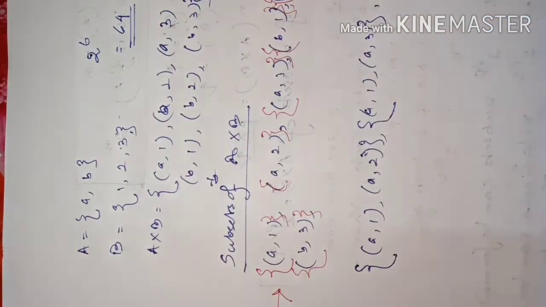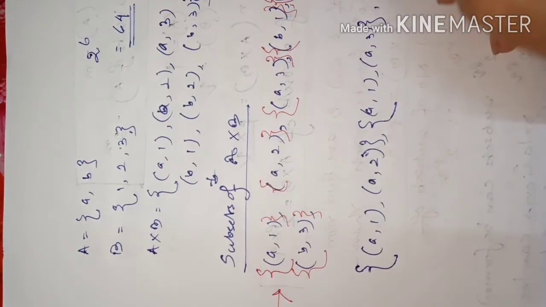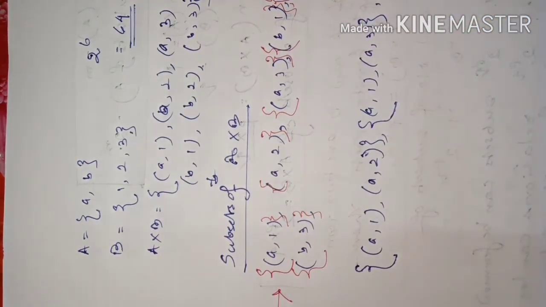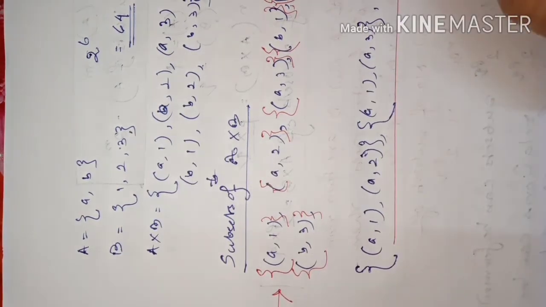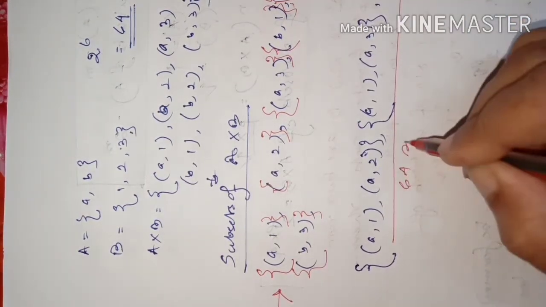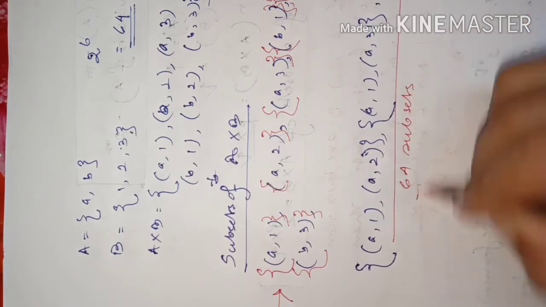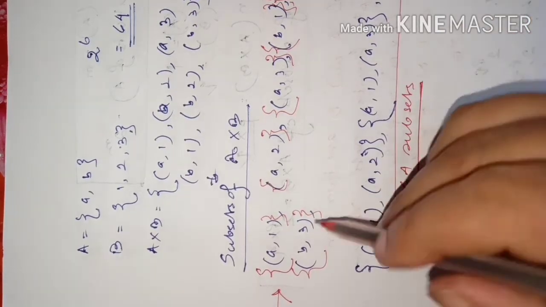64 subsets like this you will get here. Thus you see, I am not going to write all these 64 subsets. I am saying that the number of subsets will be 64.